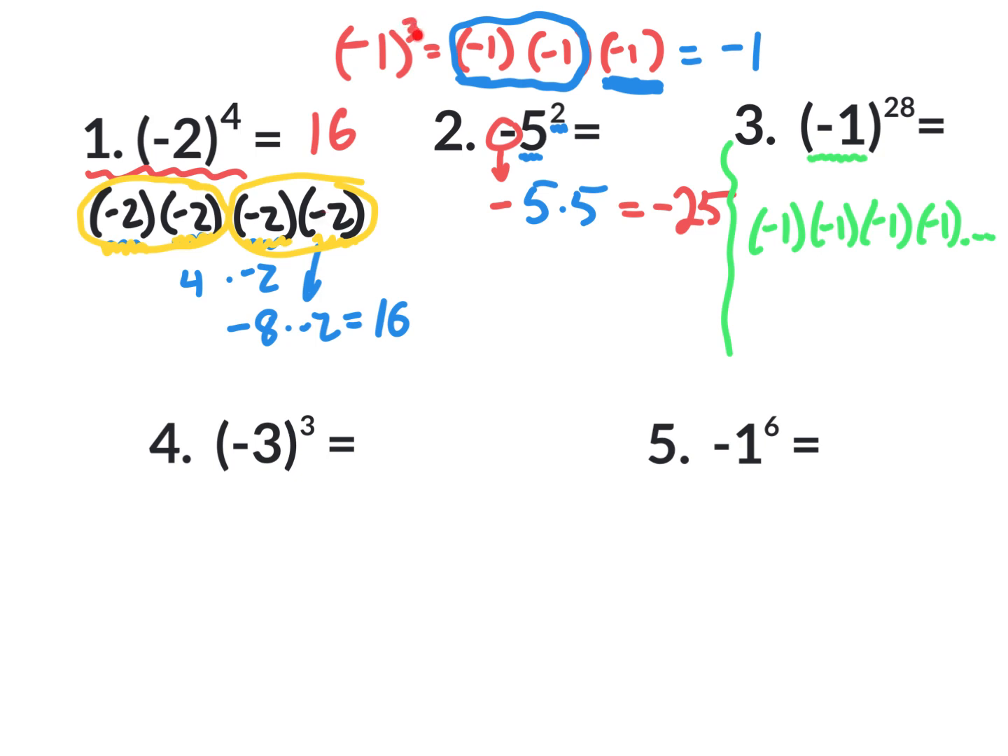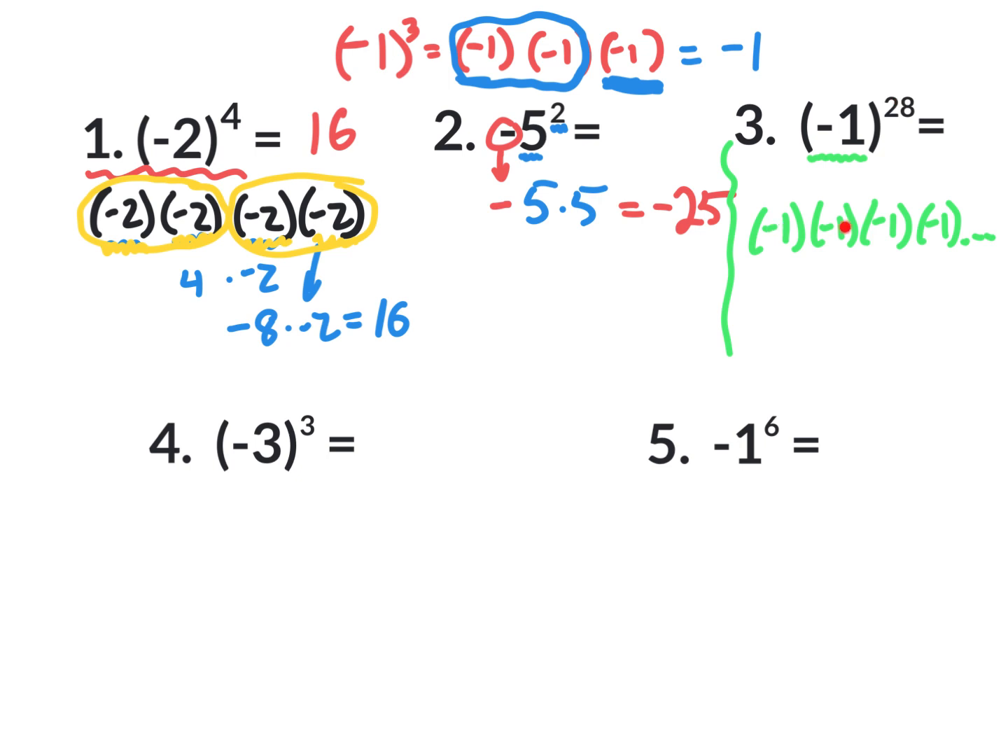But if your exponent is odd and you have a negative sign included in your base, then you're not going to be able to pair them up. Look, I paired up these two, but this one's left over. So there's an odd amount of negative numbers, which means that your answer will be negative. So right here, 28, is it even? Is it divisible by 2? The answer is yes.